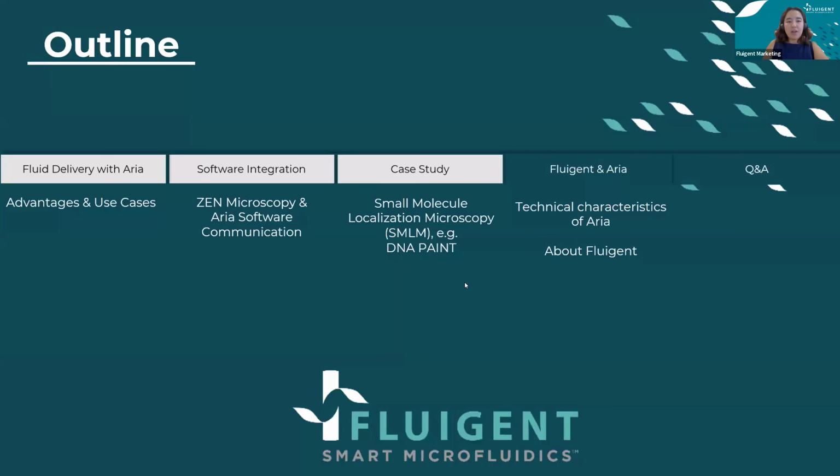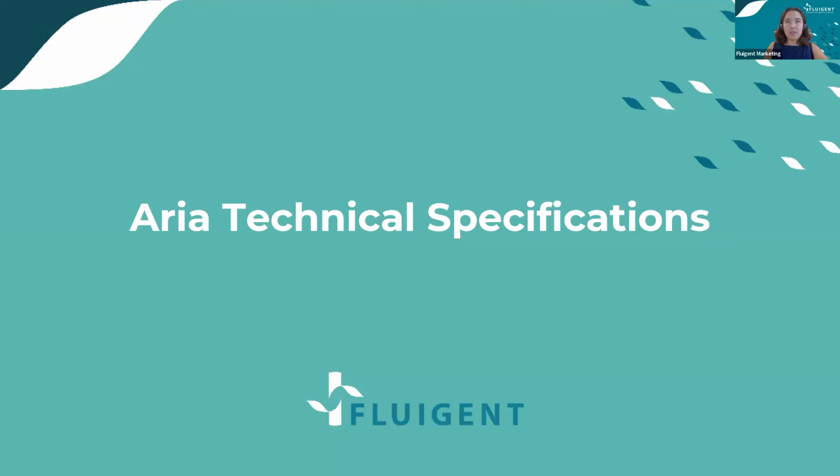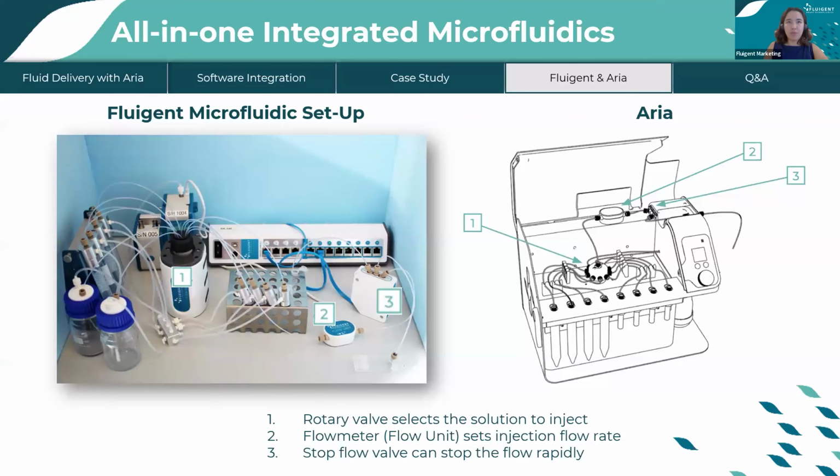So to finish up, I'll give you a technical specification of Aria that might answer some of your questions about the use, and introduce Fluigent shortly. Aria is a fully integrated solution that includes the valve that you can see here, the flow unit, the flow sensor, and all of the tubings, and the rapid stop valve that is integrated here as well.